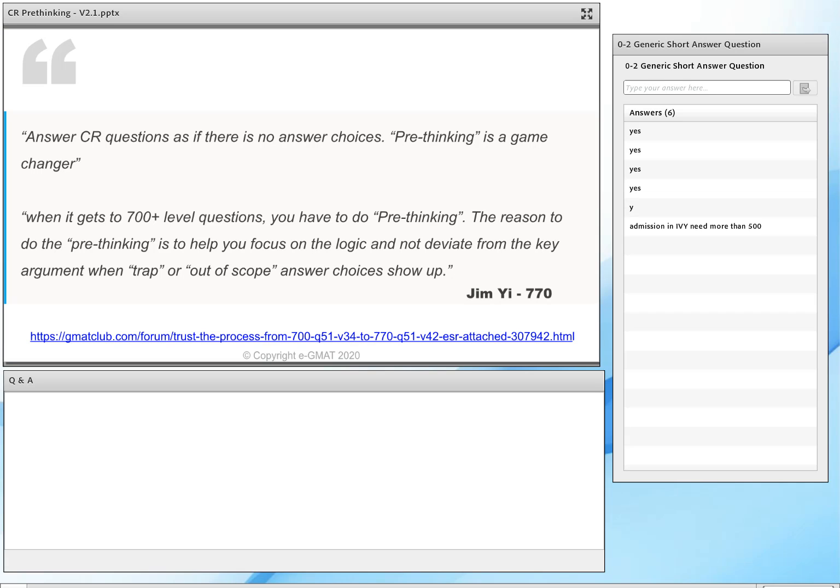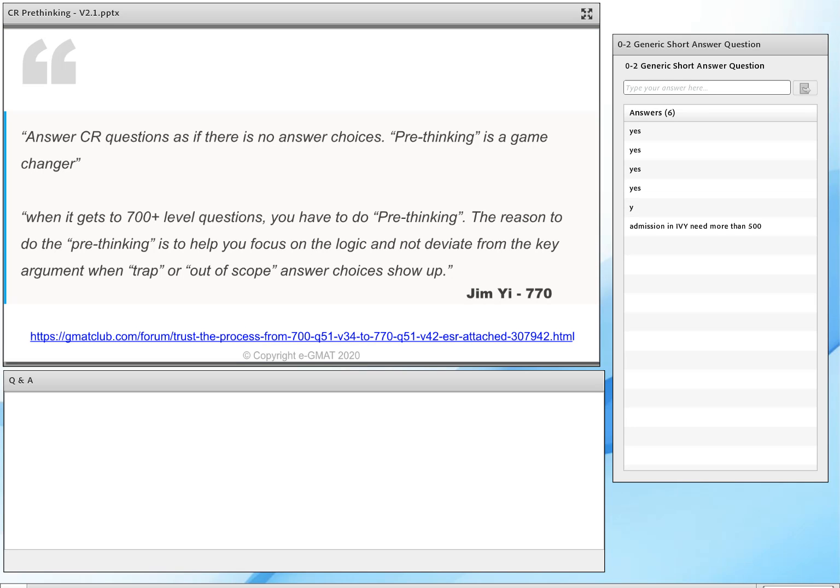There's a guy who scored a 770, is studying at Booth right now. He scored a 700 in his first attempt. He did not do pre-thinking. Very smart guy, but did not do pre-thinking. And then he came back to us and said, hey, I'm at a 700. I need to do better. I'm looking for Booth. I'm looking for Harvard. Help us.